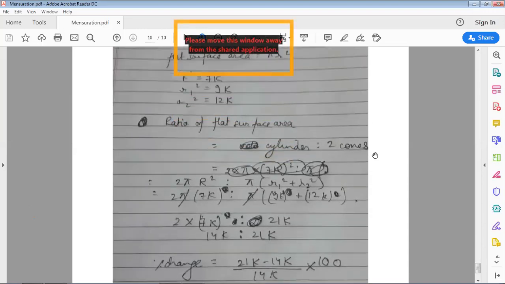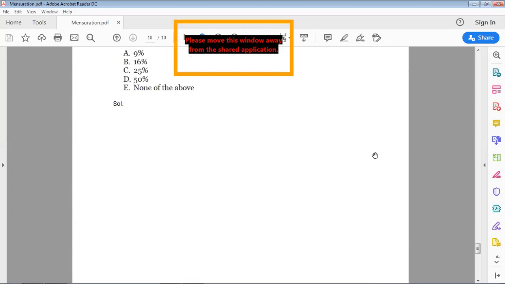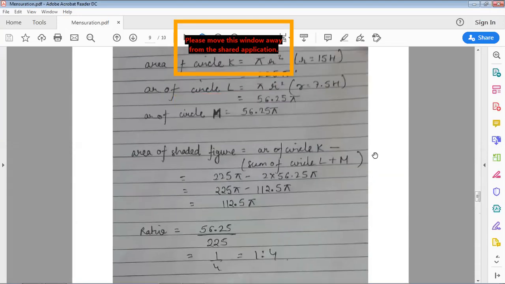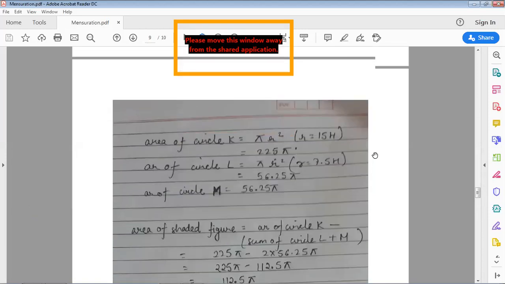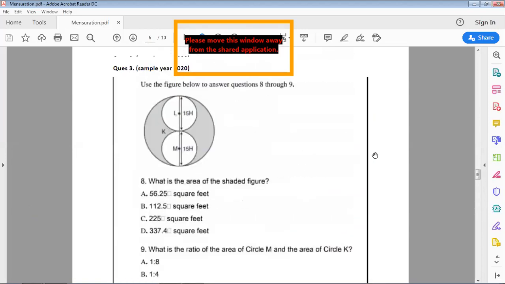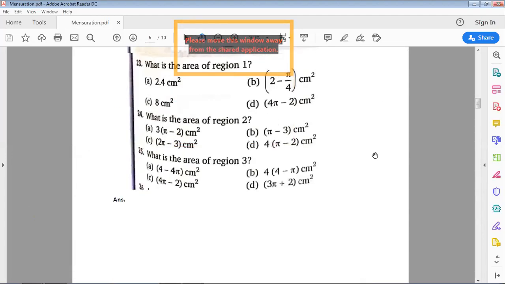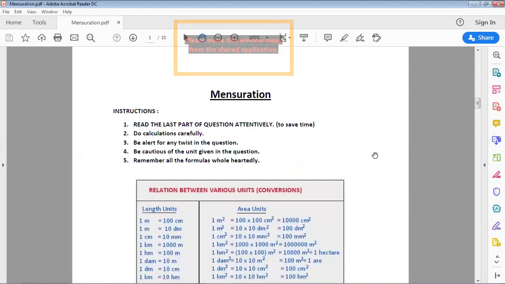So these were all the five questions that were important and come in the exam. There are many more, but these are the five most basic and most asked questions in any competitive exam. That was all. I will be sharing the assignment with all of you later, and read these instructions before going. These instructions are important. Please remember them before solving any question of mensuration.